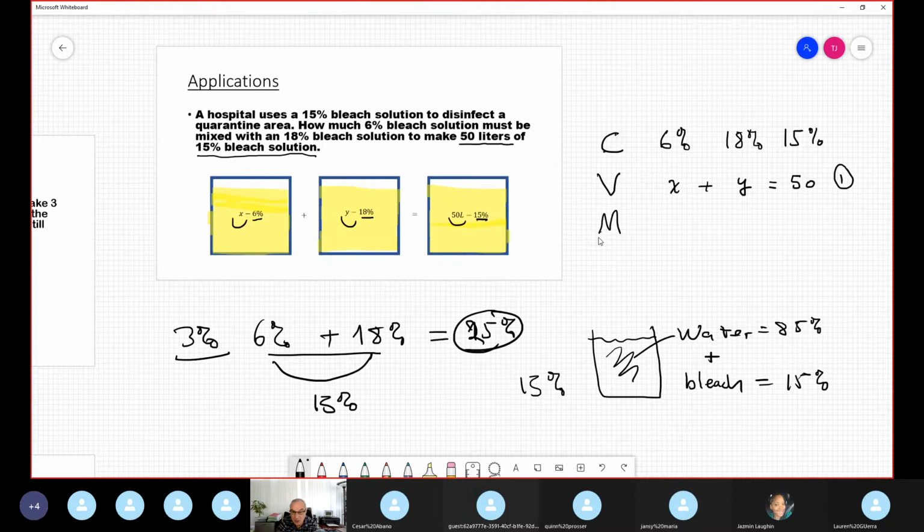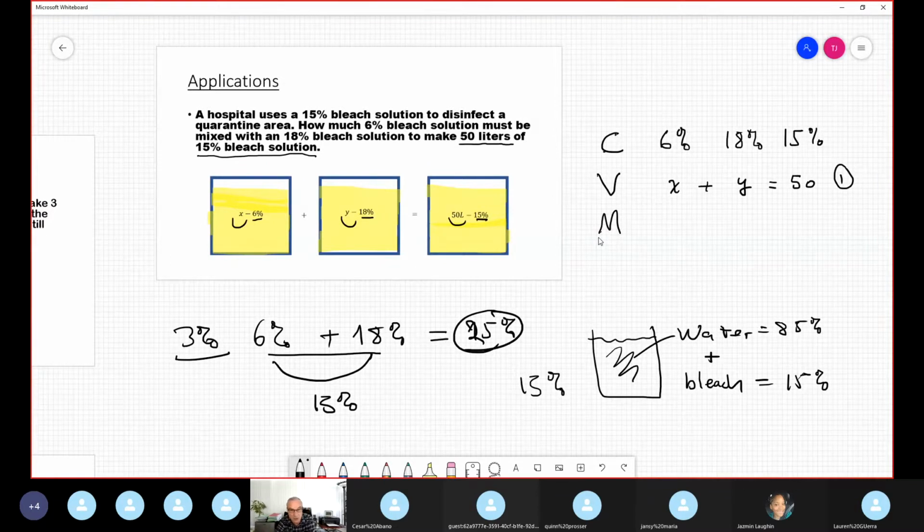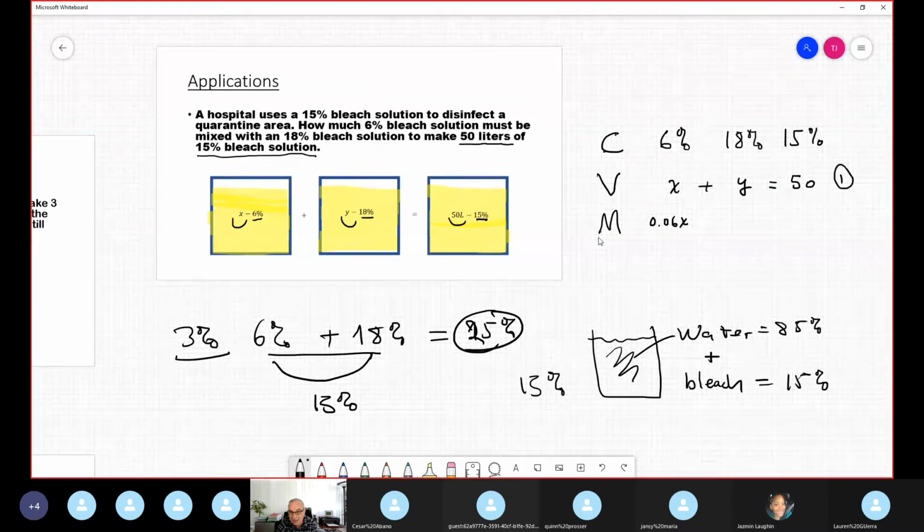And the mass is about pure bleach. What is the expression that represents pure bleach? Well, in this case, we have 6% bleach, and the rest, 94%, is just water. So the pure bleach is the multiplication 0.06x. I convert the concentration from percentage to decimal and multiply by the volume, and it indicates how many liters of pure bleach we have in this container. The expression is 0.06x.